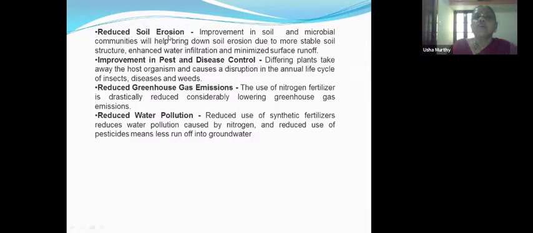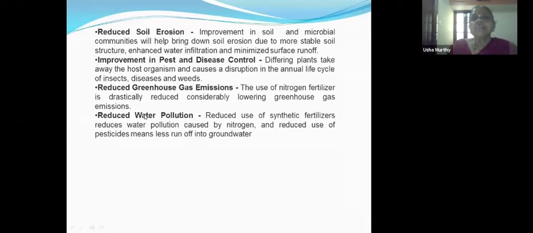And besides reducing soil erosion, there is improvement in pest and disease control. Different plants take away the host organism and cause a disruption in the annual life cycle of insects, diseases, and weeds. So thereby, to some extent, pest and disease control can also be achieved. Reduced greenhouse gas emissions: the use of nitrogen is drastically reduced, considerably lowering greenhouse gas emissions.